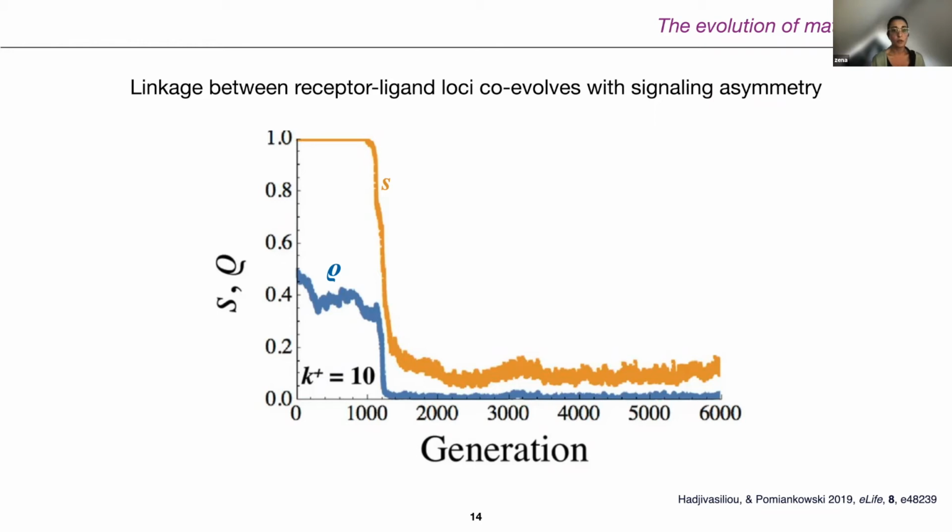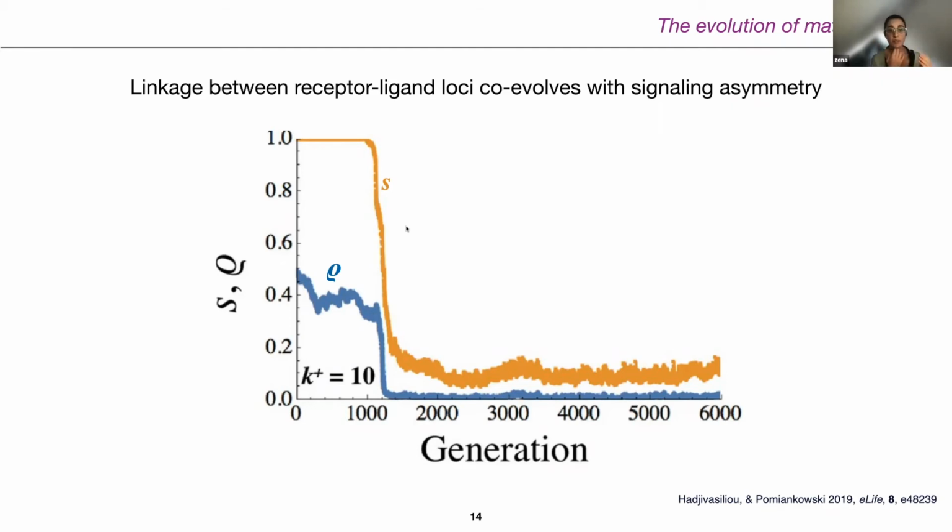And what we see is that here we allow the recombination rate to fluctuate stochastically to begin with, while the signaling rate is not allowed to evolve at all, just to reach some sort of equilibrium in the recombination rate. And what we see is that once selection is imposed, the recombination rate begins to decline, and this follows a very sharp decrease in the signaling symmetry, so that we end up with tightly linked receptor and ligand loci with the ligand and receptor alleles encoded asymmetrically.